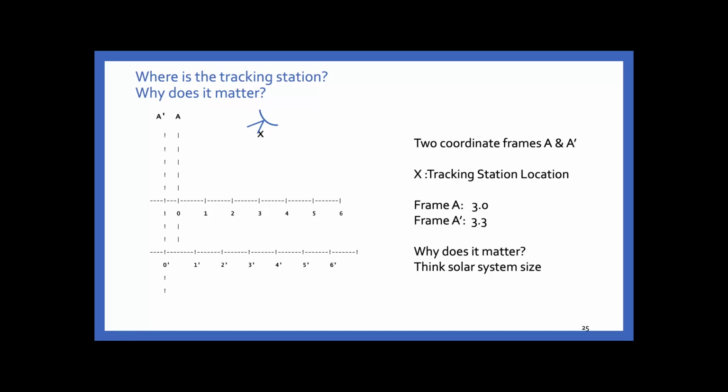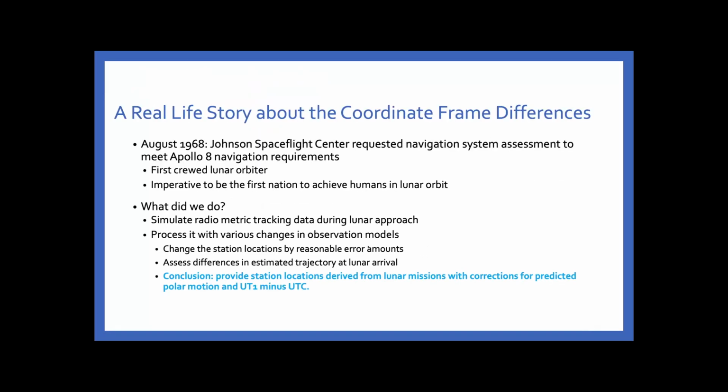Well, why does it matter? We need to think about the size of the solar system a little bit. But let's say you want to tell somebody where to find the station, you need to define what coordinate frame they need to use to make that determination. So this is what Tim was pointing at, a real life story about these coordinate frame differences.